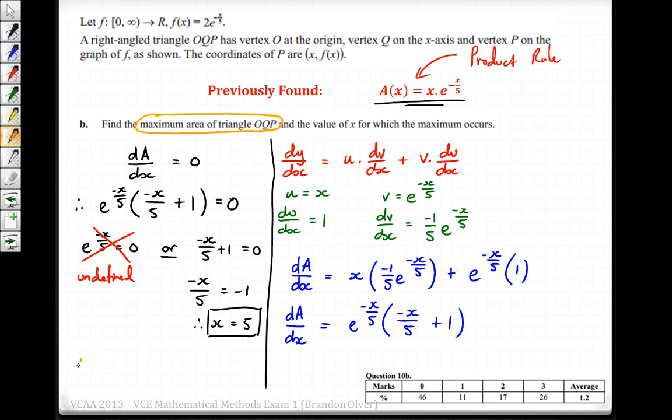So we know that area was given by this equation up here, and we just need to sub 5 into that. So the maximum area occurs at 5 times e to the negative 5 on 5, which is just the same as maximum area equals 5e to the power of negative 1, which is just 5 on e units squared. So 5 on e units squared is the answer to the question.